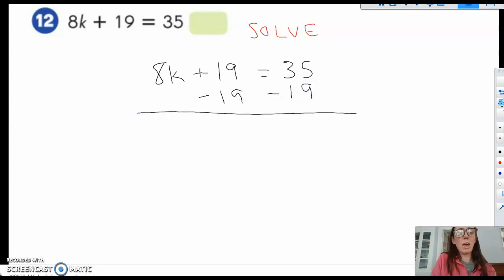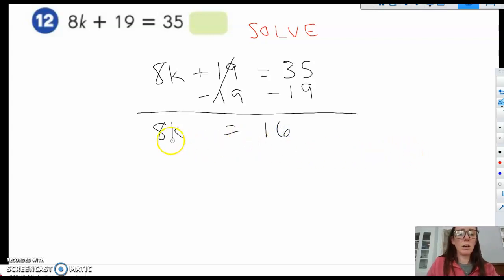Okay, and then I'm going to bring everything down that I have either changed or that I need to just bring down. So let's see. So I have 8k, positive 19 plus and minus 19 are just going to cancel out. And then my 35 minus 19, I get 16. So now I'm left with 8k equals 16.